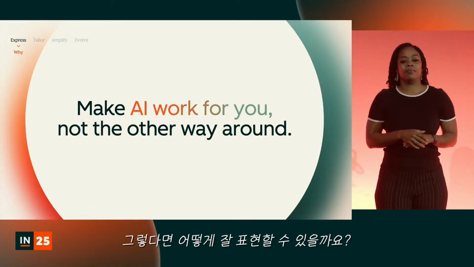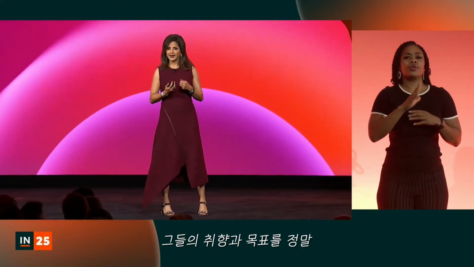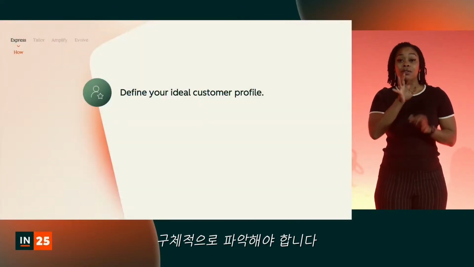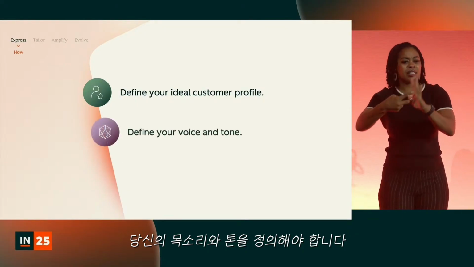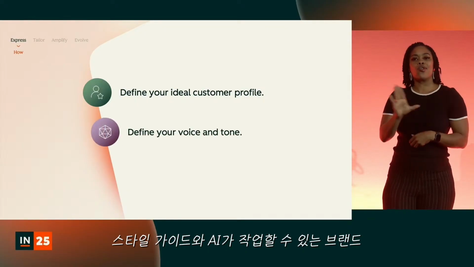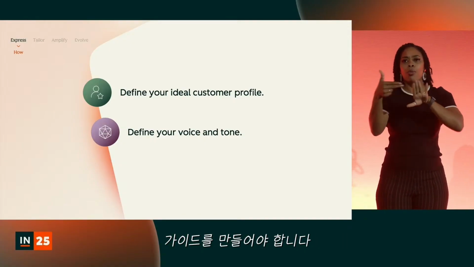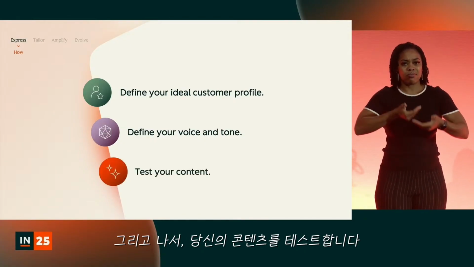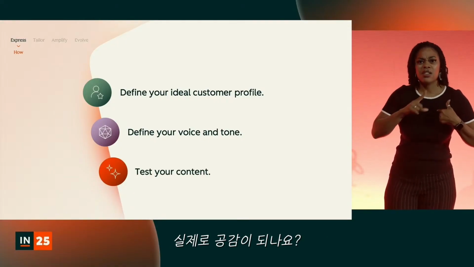So how do you express? Well, you start by defining your ideal customer profile. You gotta get really specific. Their tastes, their goals, their challenges, their intent. And then you define your voice and your tone. You gotta create a style guide and the brand guide that AI can work with. And then you test your content. Does it sound like you? Does it actually resonate with the audience that you're trying to reach?